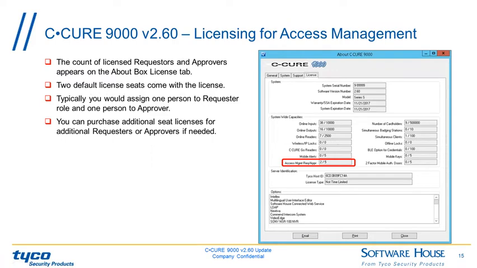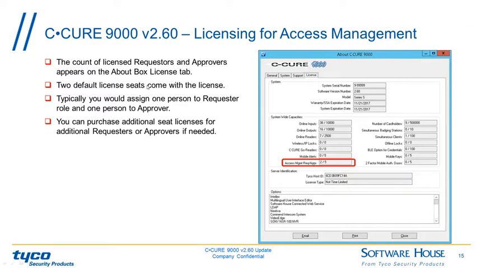There's a license count added to the About box, and that's access management, requesters, and approvers right here. So you can see in this instance, this license has the ability to define 5 requesters or approvers, and it currently has 2.